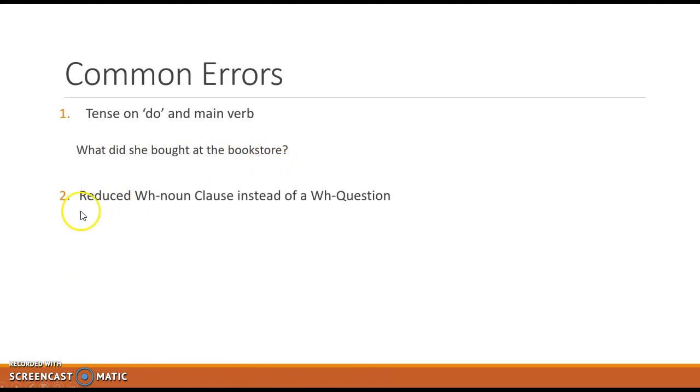Another common error is using a reduced WH noun clause instead of a WH question. For example, how to write an essay. This is not a WH question. It does not have a subject. Remember that we always need to have a subject and verb in a WH question.